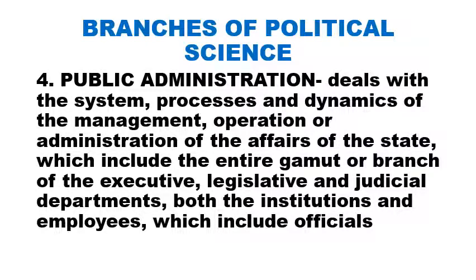Branches of political science. Number 4, public administration, deals with the system, processes, and dynamics of the management, operation, or administration of the affairs of the state, which include the entire gamut or branch of the executive, legislative, and judicial departments, both the institutions and employees, which include officials.